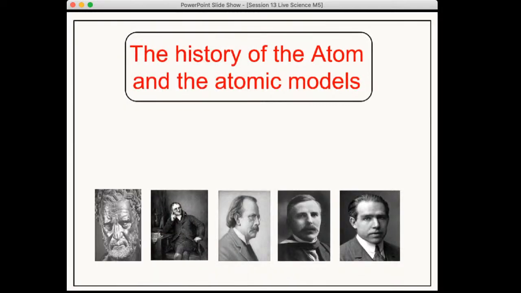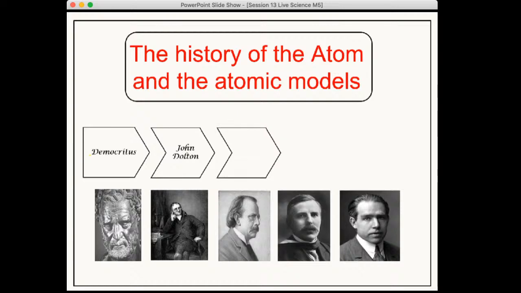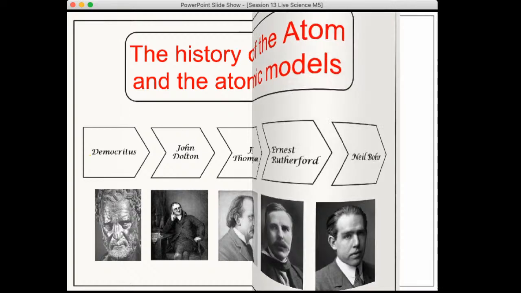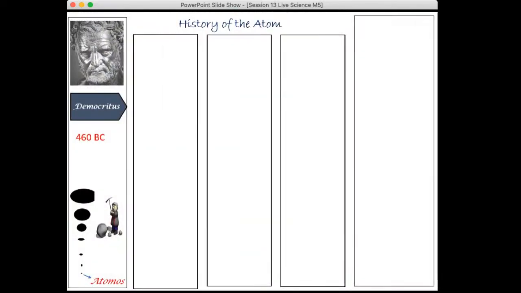In the history of the atom and the atomic models, we will briefly look at the models of Democritus, John Dalton, J.J. Thomson, Ernest Rutherford, and Niels Bohr. The idea that matter was made up of particles that could not be divided was first suggested by an ancient Greek philosopher called Democritus.